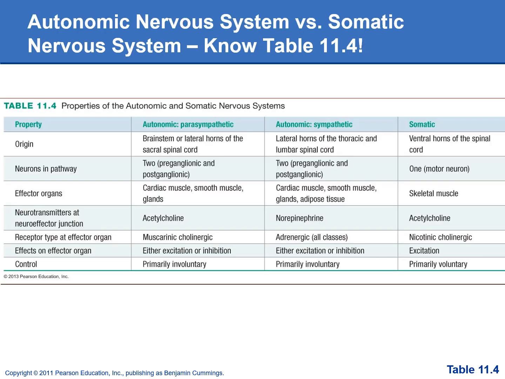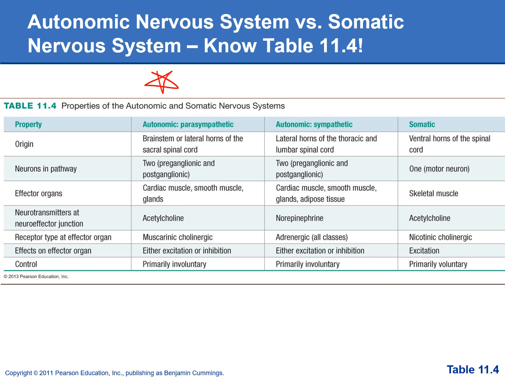All right, so this is table 11.4 from your book. This one I would spend some time studying. This one is really good. It has the autonomic nervous system, both parasympathetic and sympathetic divisions, and the somatic nervous system, and just compares them. What I would do is maybe just take this table and recreate it, leave these three columns on the right here blank, and try to fill them in and see if you can do that.